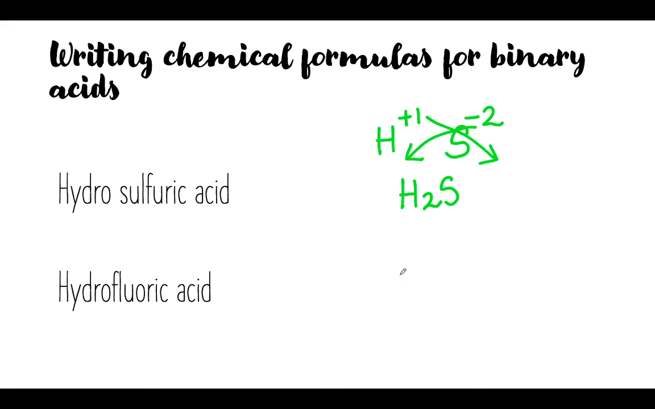Let's try hydrofluoric acid. So hydrogen has a charge of +1, fluorine has a charge of -1. Crisscross them, and you should get HF. All right, so in terms of writing chemical formulas, you are using the rules for ionic compounds. And that's pretty much it for this. If you want to try some practice, feel free to do that. Let me know if you have any questions.